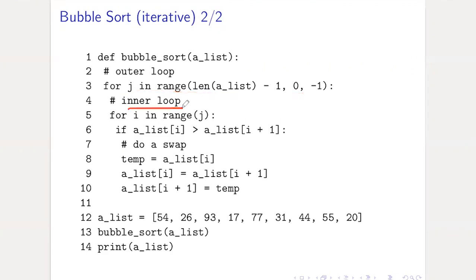Then in the inner loop, we will compare adjacent items, and if the item to the left is greater than the item to the right, then we have to do a swap. So these three instructions are for a swap operation. So you can actually now look at the cost involved.